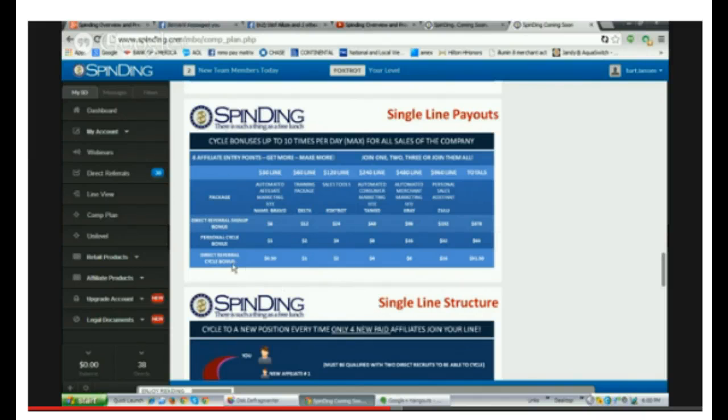And then your direct referral cycle bonuses. It's half of this amount, right? So if you have 2 people that are both qualified, you're doubling these amounts per cycle per day. So 50 cents is your direct referral bonus, $1 on the $60 line, and then $2 on the $120 line, and up and up and up all the way to this big one here, right?